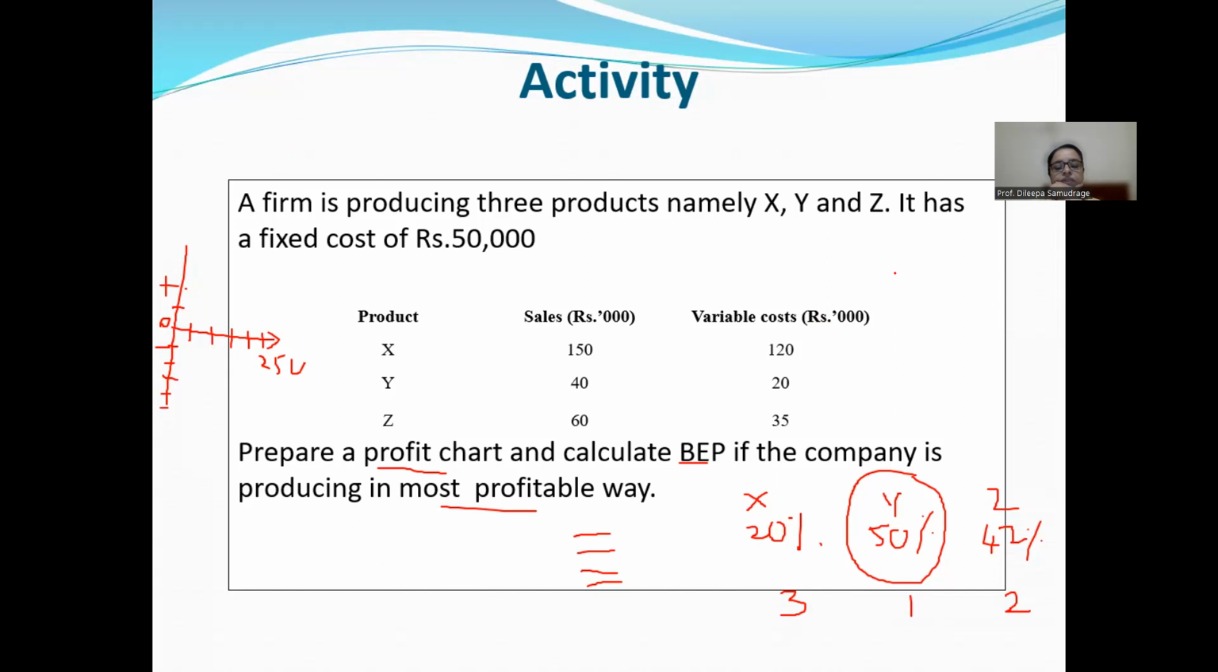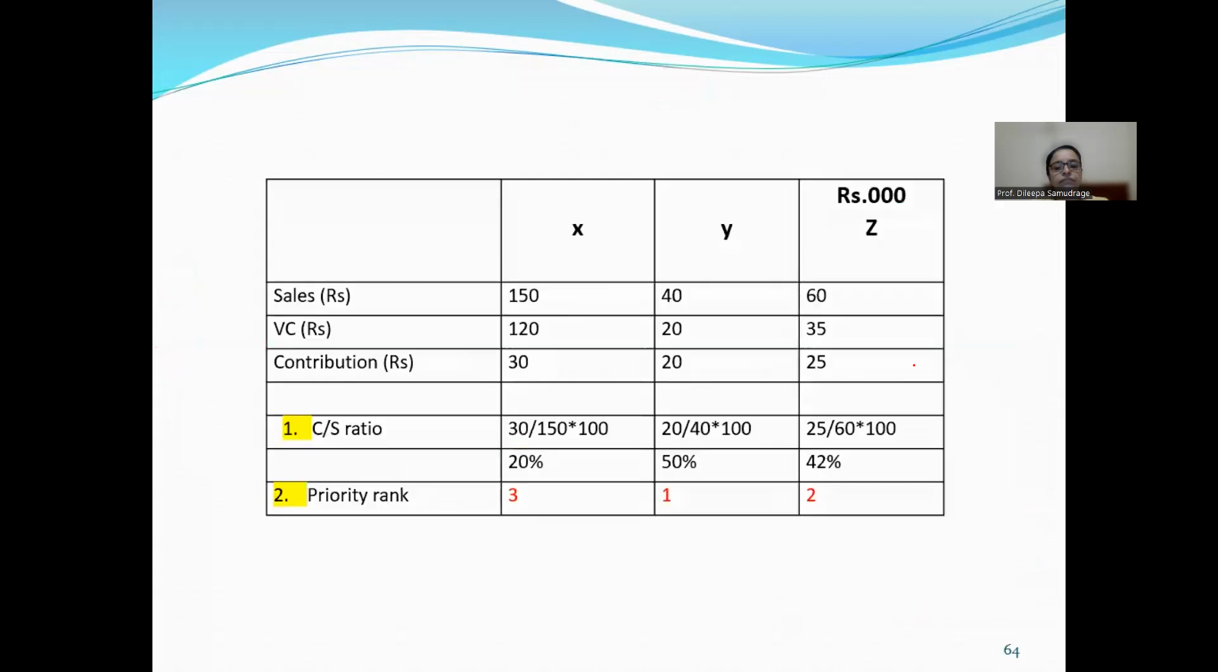Okay, so now we'll start. So this is the calculation which we did earlier, right? So we found CS ratios and we decided these are the priority rankings, right? So as I mentioned earlier, you have to draw a graph with correct scales. So first we will start in this graph.